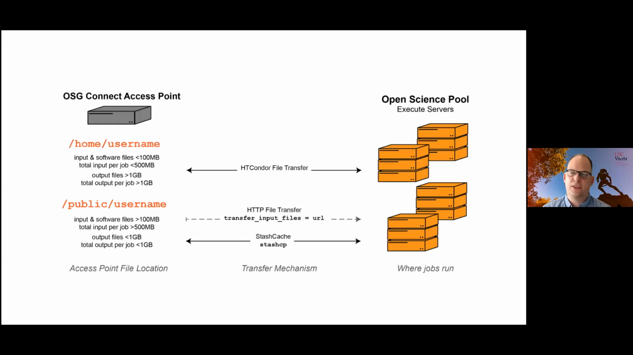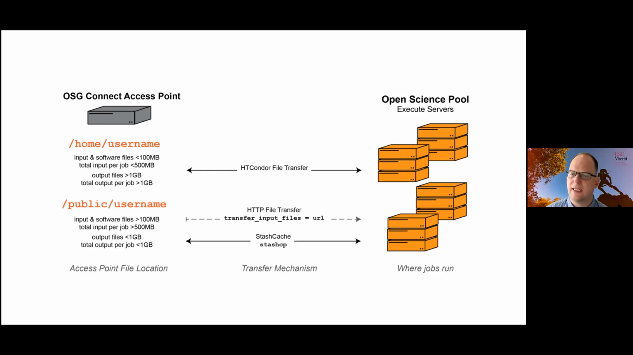And so here's a picture of what you need to know for doing data management on OSG Connect. And what you need to know first, there's two different file systems that you need to be aware of. And these are here on the left, where we have the home file system. That's a home directory that we all use. And there's also a /public/username directory.